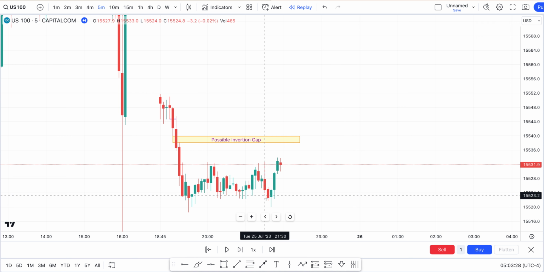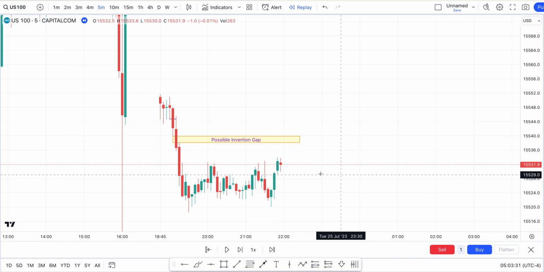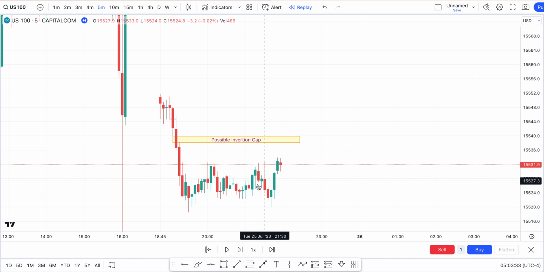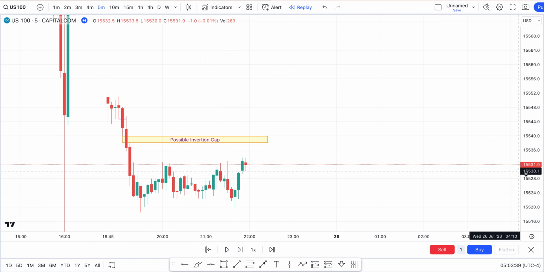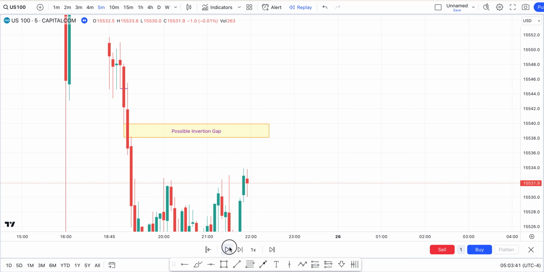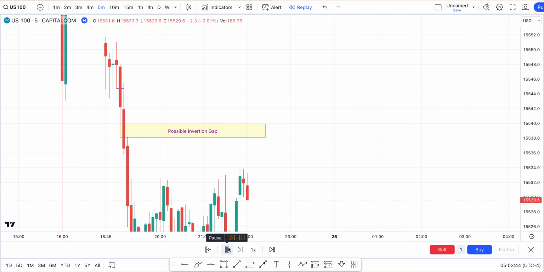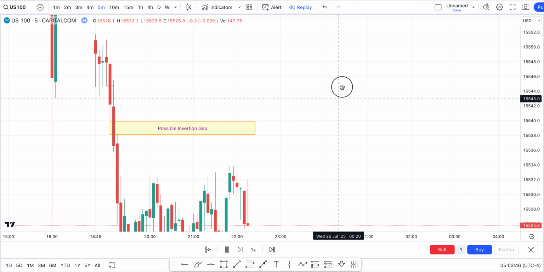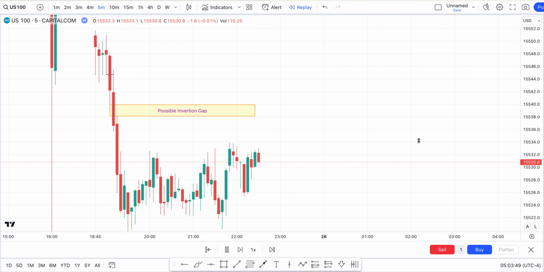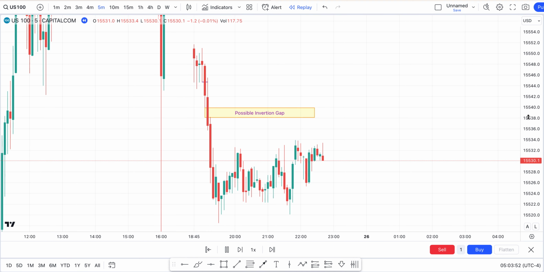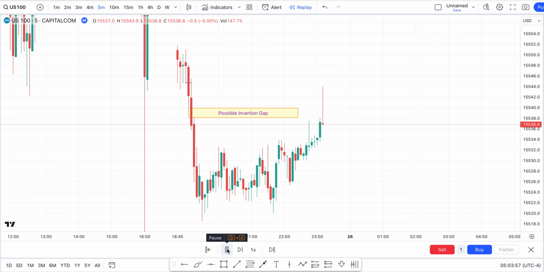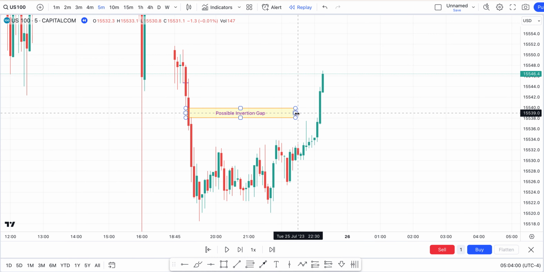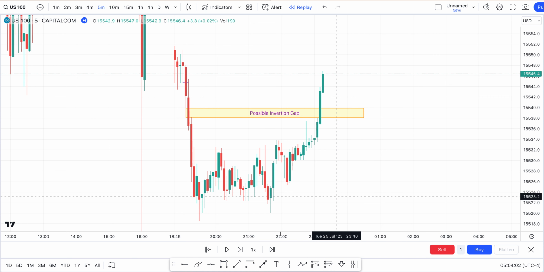Fair value gap, no perfection, because this is higher than that. Fair value gap, no perfection. Yeah, it's validated, activated, sorry. And this low is of importance.